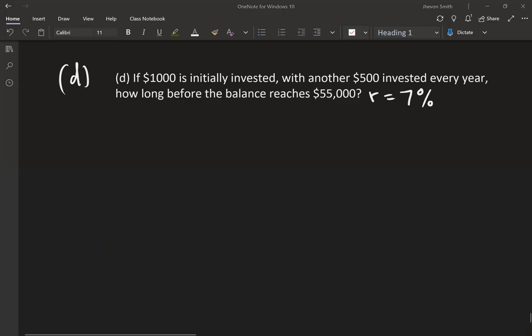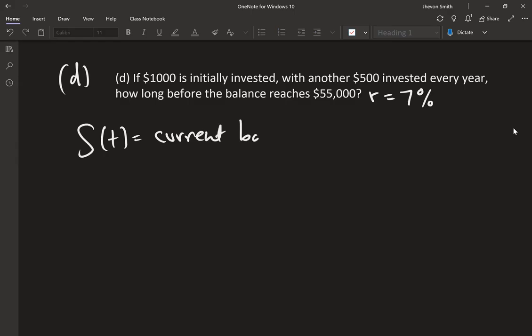It's the same as population. Well, you tell me, how would you set this up? So begin the problem. Call S to be the current balance. Set up the problem, tell me how to solve it.